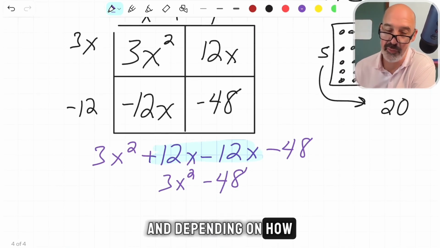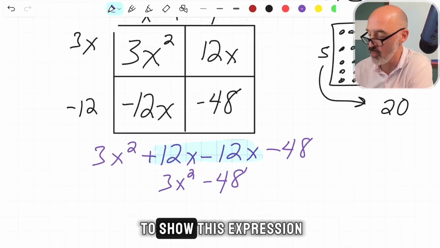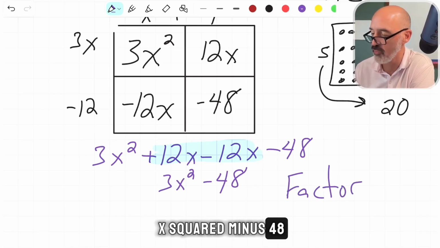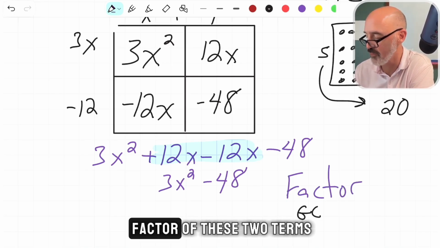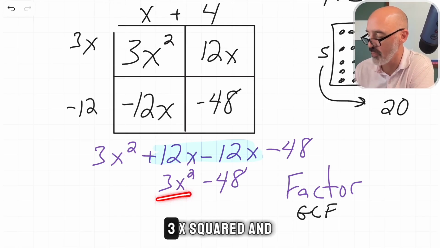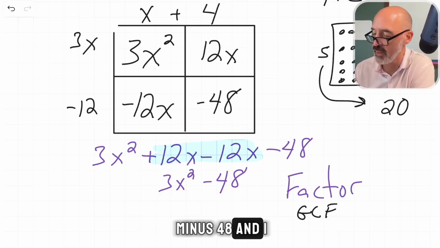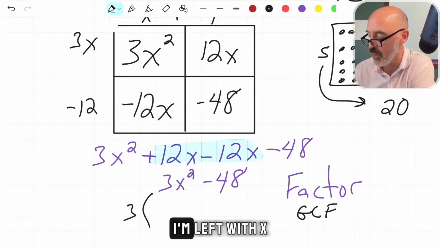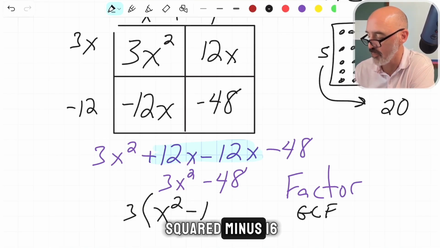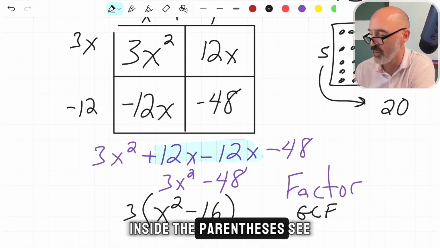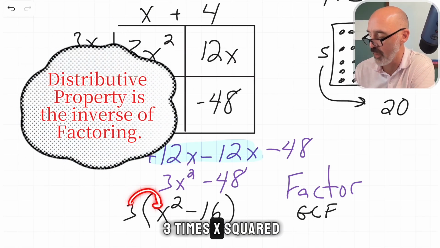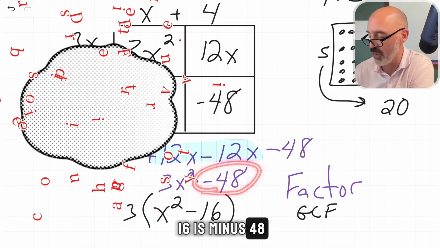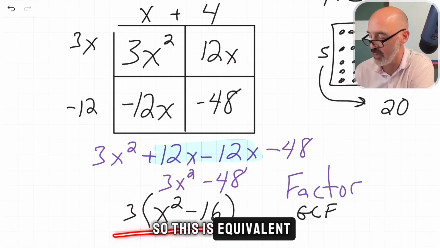I'm left with just 3x squared minus 48. And depending on how the teacher wants you to show this expression, I could factor 3x squared minus 48, which means I can find the greatest common factor of these two terms, 3x squared and minus 48, and I know they have a 3 in common. So if I divide out that 3, I'm left with x squared minus 16 inside the parentheses. See, if I redid that, 3 times x squared is 3x squared, and 3 times minus 16 is minus 48. So this is equivalent to this.